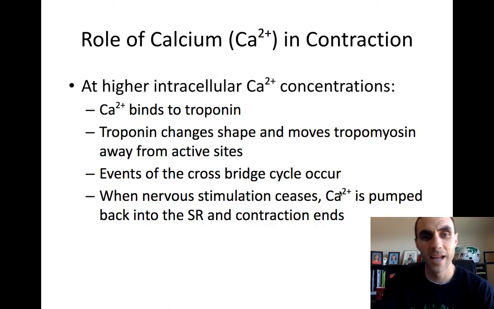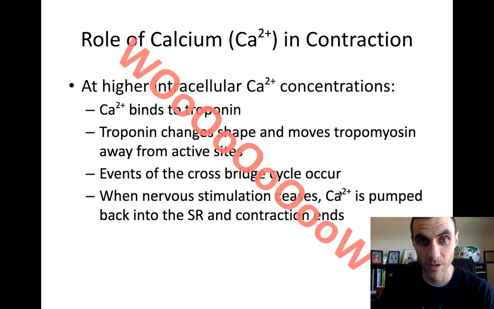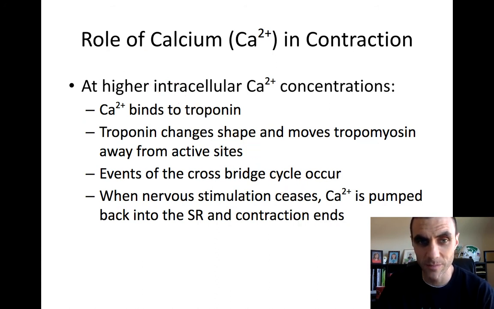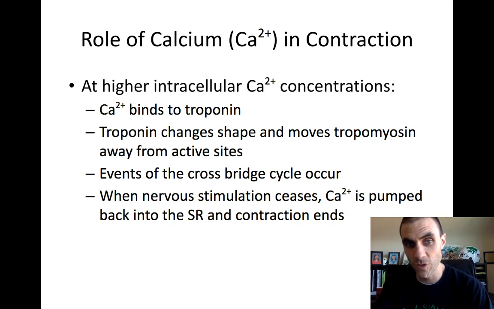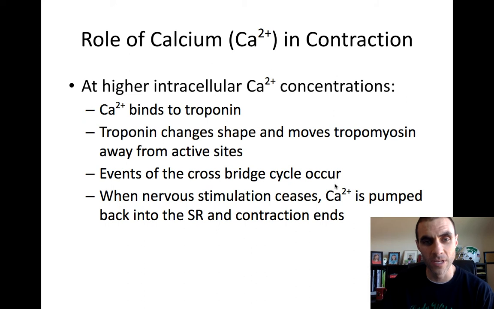Higher calcium levels. Here comes the, whoa. Calcium binds to troponin. Troponin changes shape, moves away from tropomyosin. And then the events of the cross-bridge cycle occur, which I want to do, but before I do, I want to use an analogy.